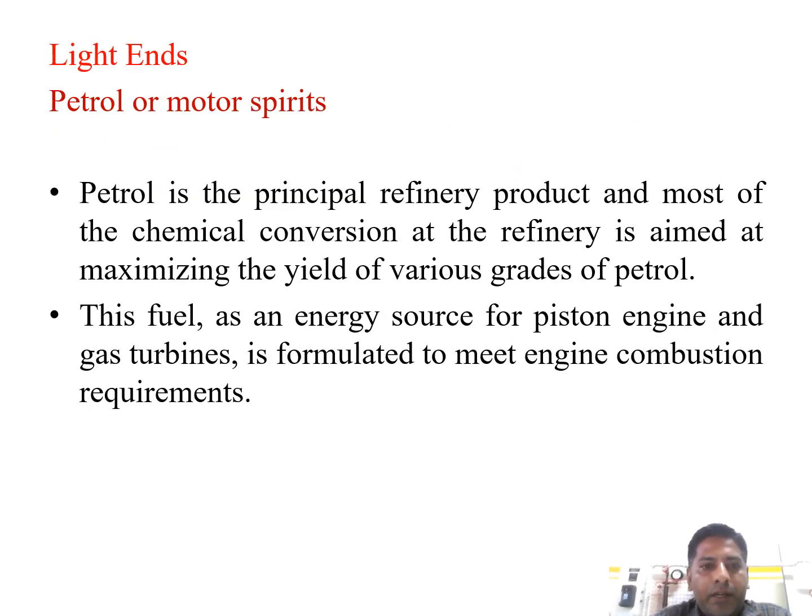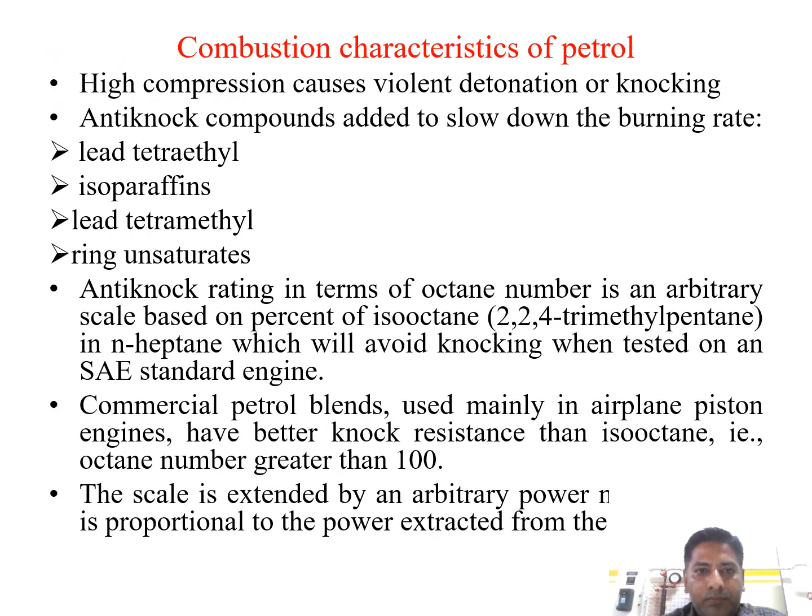Next we see the light ends from petrol or motor spirit. Petrol is the principal refinery product, and most of the chemical conversions, like alkylations, at the refineries are aimed at maximizing the yield of various grades of petrol. This fuel is an energy source for piston engines and gas turbines and is formed to meet engine combustion requirements. Next we see the combustion characteristics of petroleum.